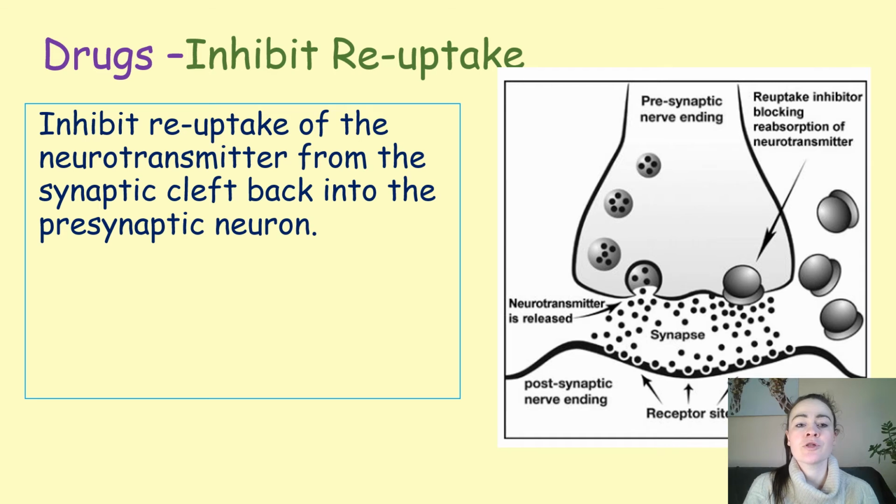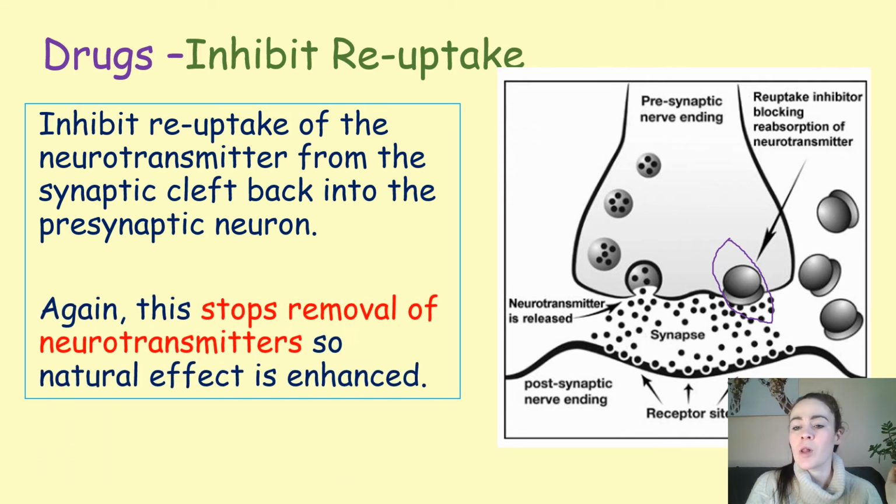The other inhibitor that we're going to look at is a drug that inhibits the reuptake of the neurotransmitter. So as we said, the neurotransmitters can get taken back into the presynaptic neuron through a channel, which is normally here, but a reuptake inhibitor will actually come and block that channel. That means that the neurotransmitters can't go back into the presynaptic neuron, which of course means that they're going to remain in the synaptic cleft, so the natural effect of the neurotransmitter is enhanced. Same thing as before, we're increasing the concentration of the natural neurotransmitter by not removing them.